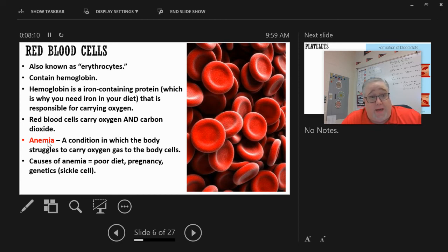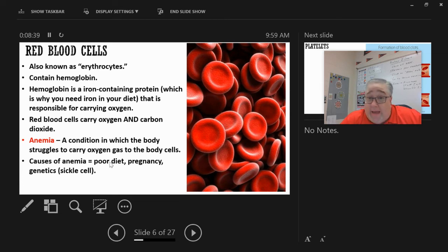There's a term here called anemia. We've talked about sickle cell anemia before, but anemia is just a condition where your body is struggling to carry oxygen gas. If it's struggling to carry oxygen gas, there could be a couple different reasons for that. It could be a genetic thing like sickle cell, right? We've talked about sickle cell anemia. The red blood cells are misshapen. Again, that's due to genetics, so they can't do their jobs very well.